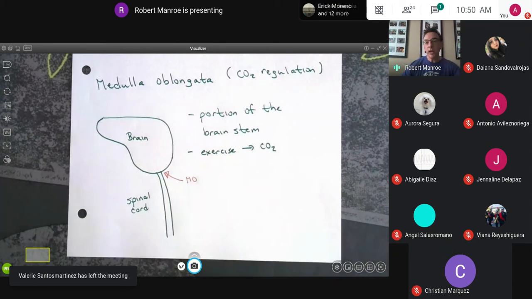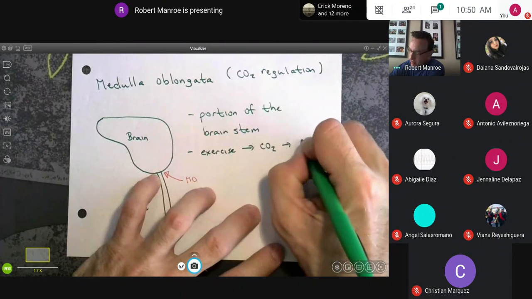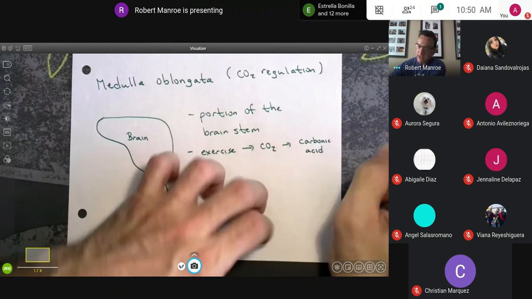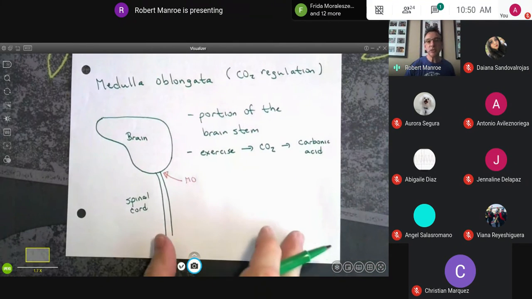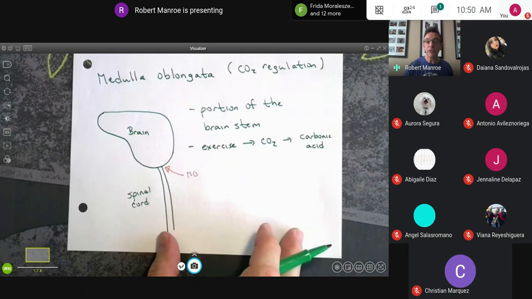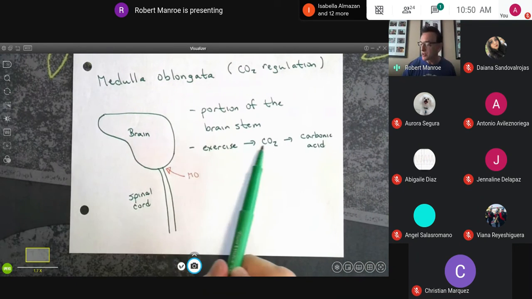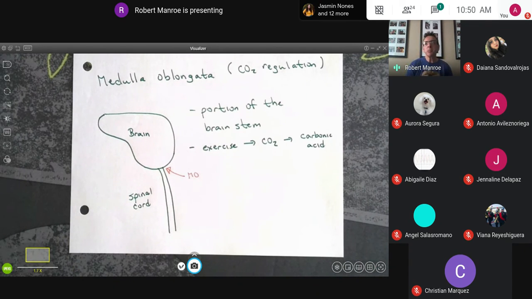CO2 goes into your blood. The CO2 mixes with the water and makes carbonic acid. This is the same acid that forms when CO2 diffuses into the ocean for ocean acidification, yes? The chemistry is the same, all right? So CO2 goes into the blood, forms carbonic acid. Therefore, what happens to the pH of your blood? It goes down. It goes down, it decreases, okay?